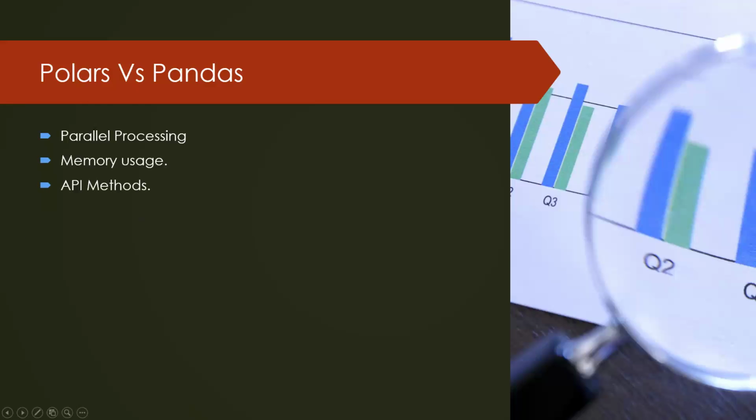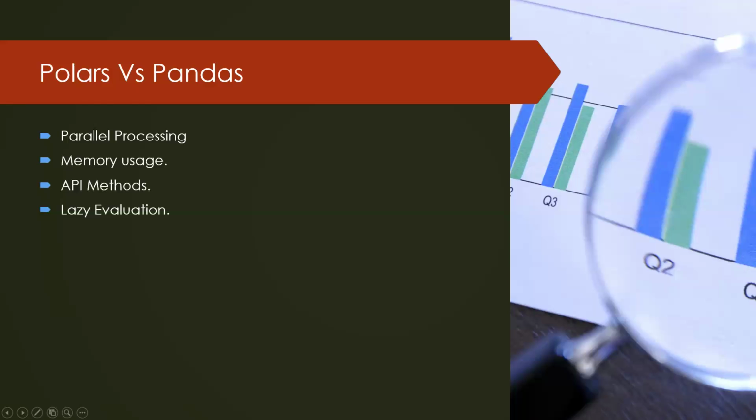Next, we will look into the API methods. Polars and Pandas, to be honest, offer similar functionality, but their syntax and API design differ. Polars provides a more concise and expressive API, which can sometimes be more intuitive, especially for complex data transformations. Polars has a more concise API, and Pandas has a more familiar API because of its large market share and a huge open source community.